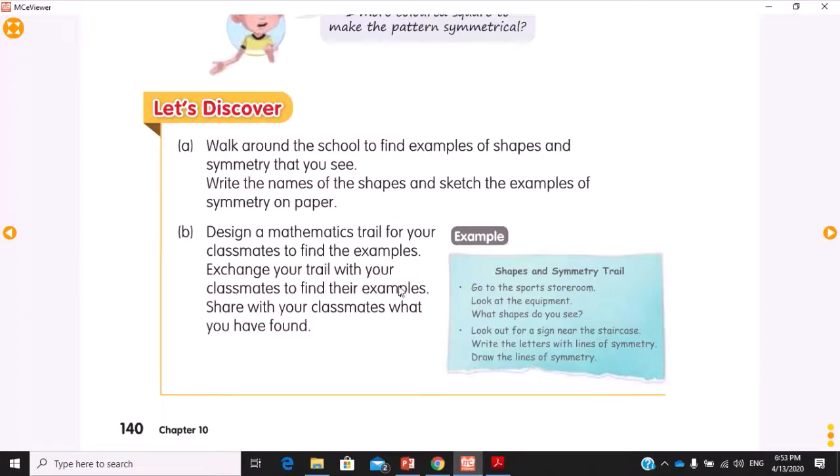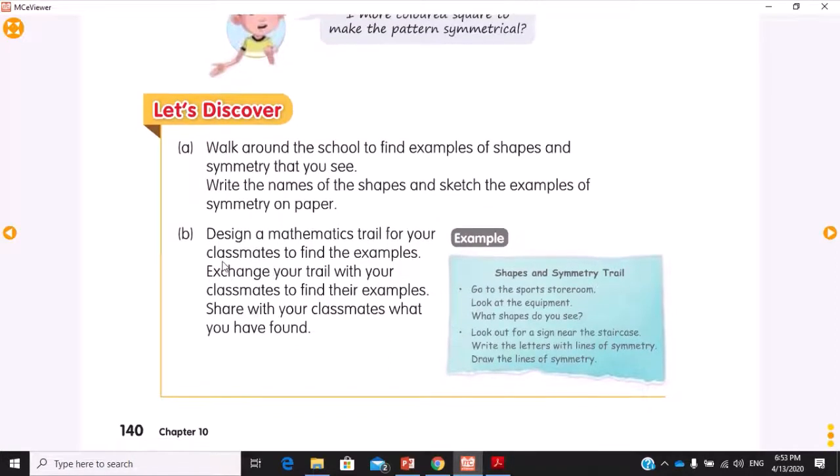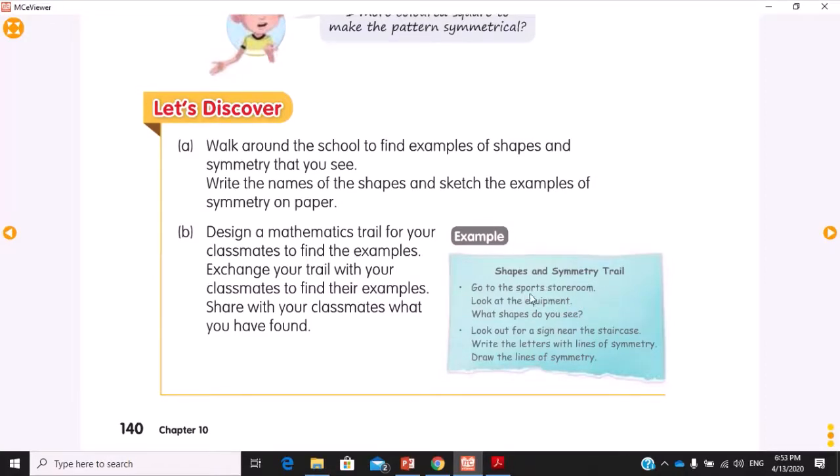Okay, now here is B. Design a mathematics trail for your classmates to find the examples. So what happens here? If you have some classmates or someone at your house to help you, exchange your trail with your classmates to find their examples. So share with your classmates what you found. For example, here we have shapes of symmetry trail. Okay, go to the sports. You can go to the sports.